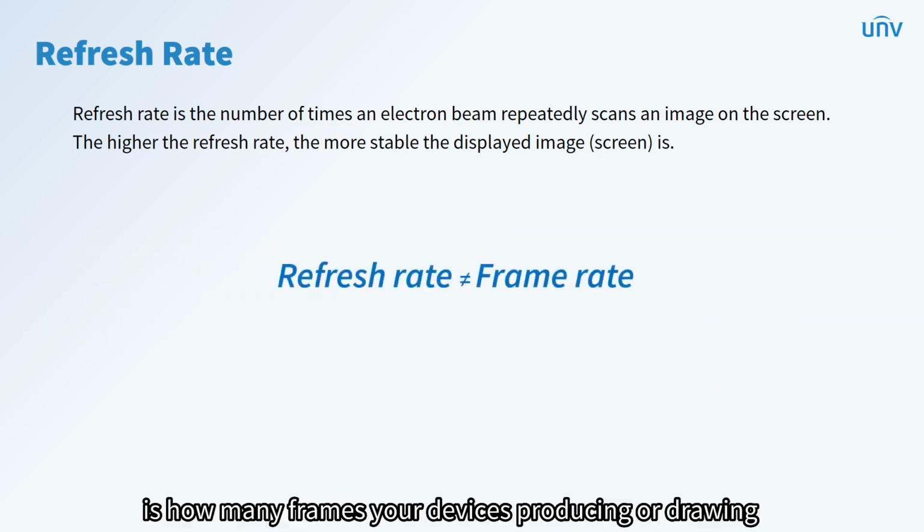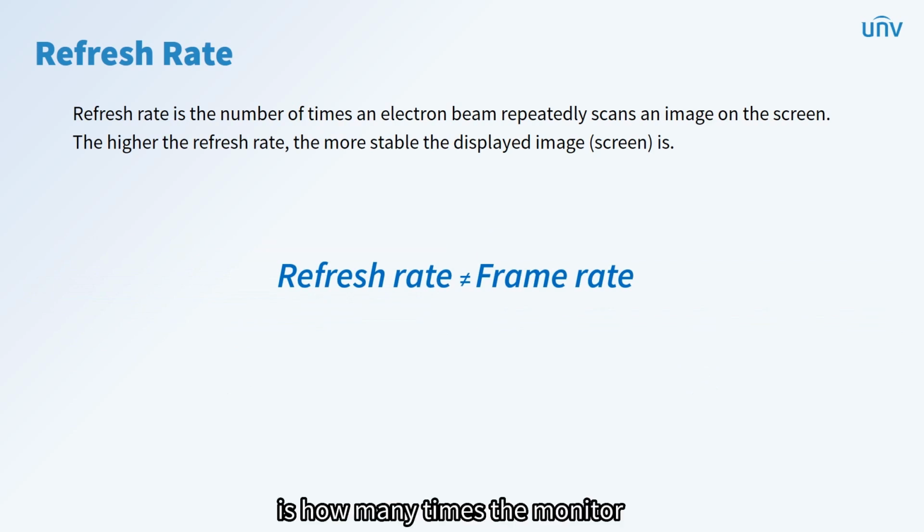FPS, frames per second, is how many frames your device is producing or drawing, while the refresh rate is how many times the monitor is refreshing the image on the screen. Let's put these two parameters in a camera to make an example.